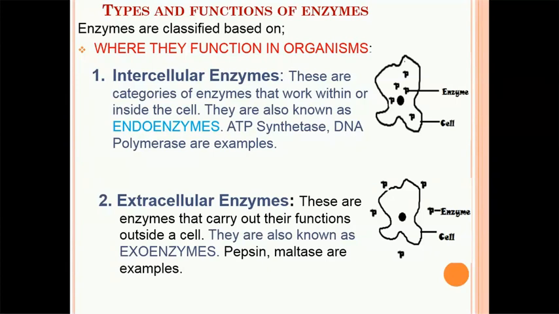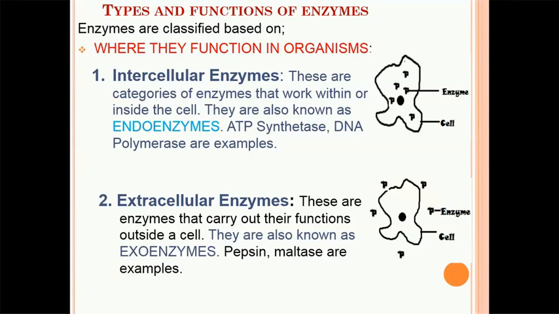They are also known as what? Good, endoenzymes. Now looking at the image, the enzymes are found inside the cell. That is where they do their own function. Examples include ATP synthetase, DNA polymerase, and so on.